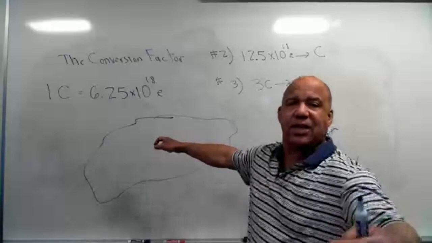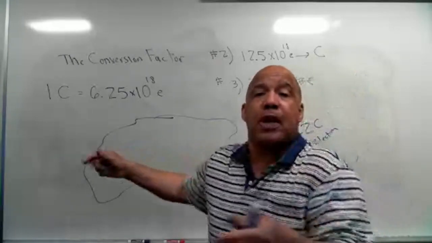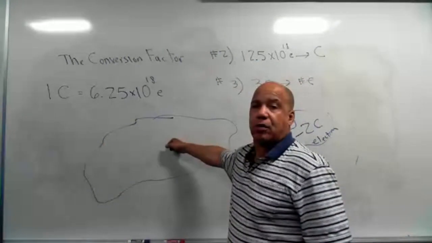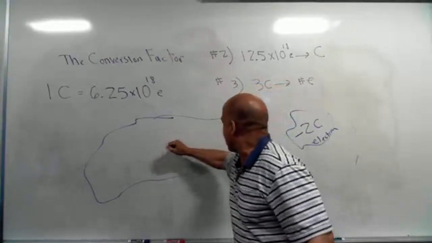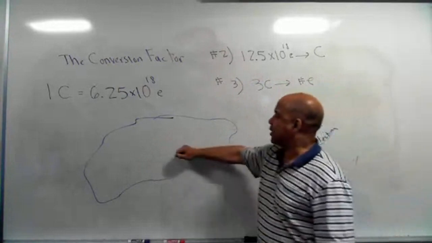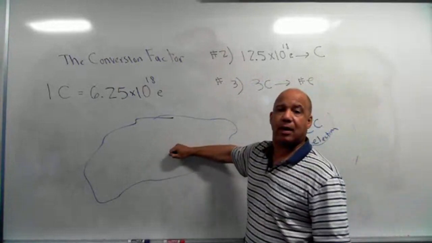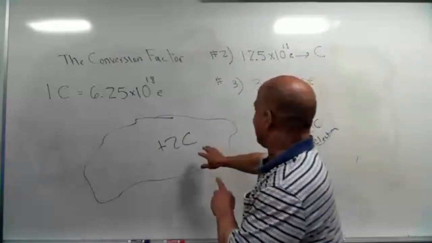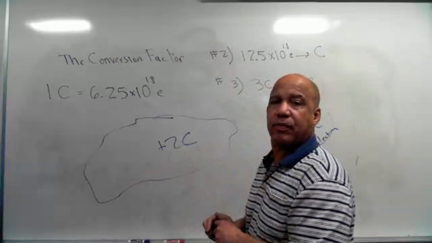Negative. But now listen, it was neutral at first. I removed 2 coulombs of electrons, so now I charge this too. I transfer electrons from here to here, which means this area here is charged at negative 2 coulombs, but now the charge over here is what? Positive. Positive 2 coulombs. See what I'm saying? So you got to be careful. You got to watch those signs.